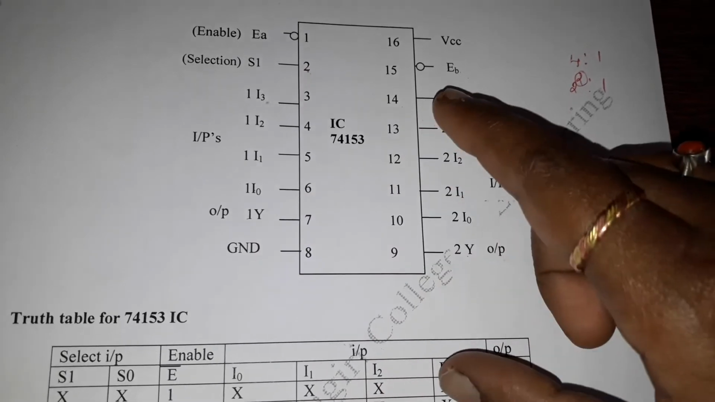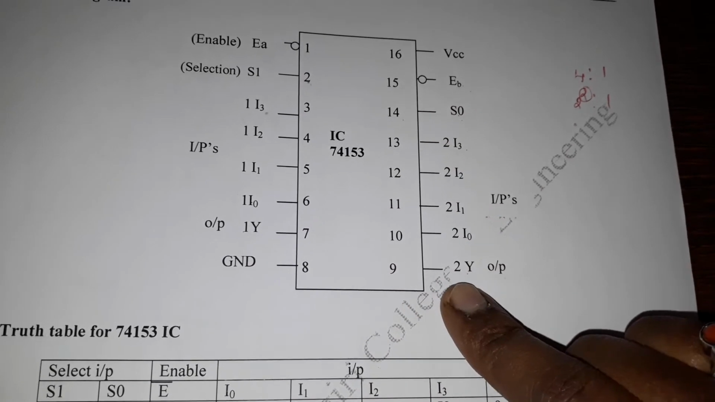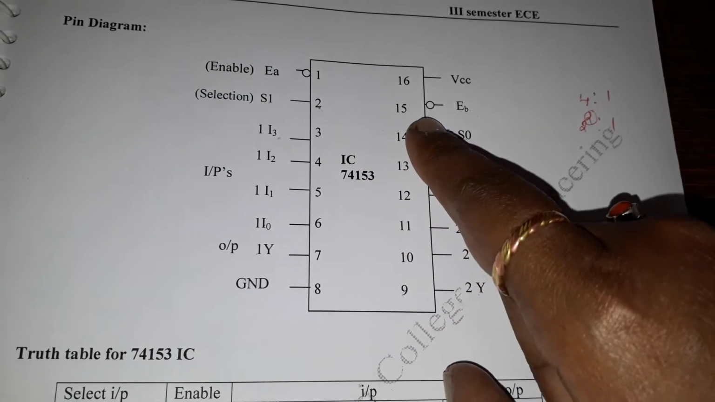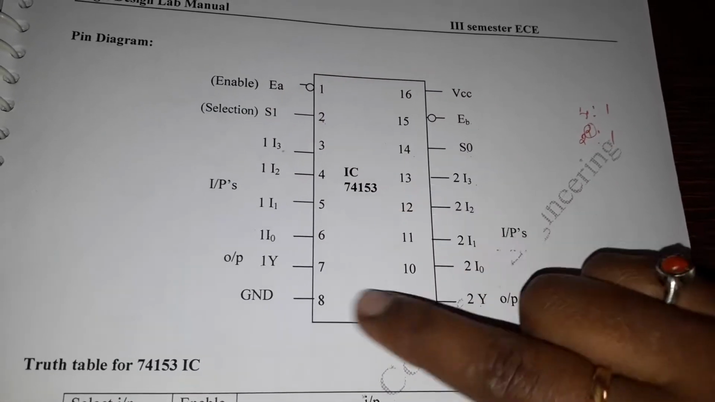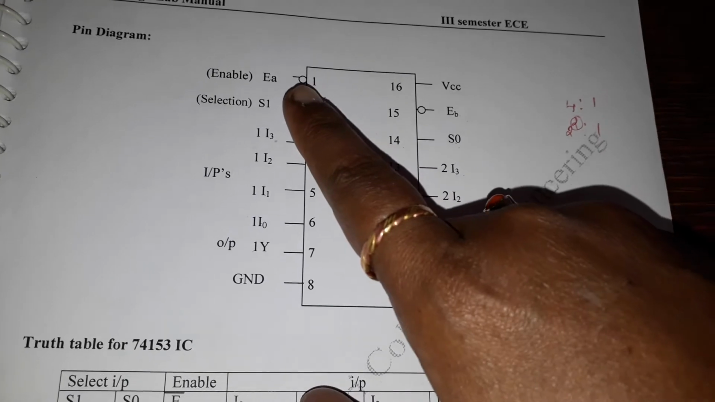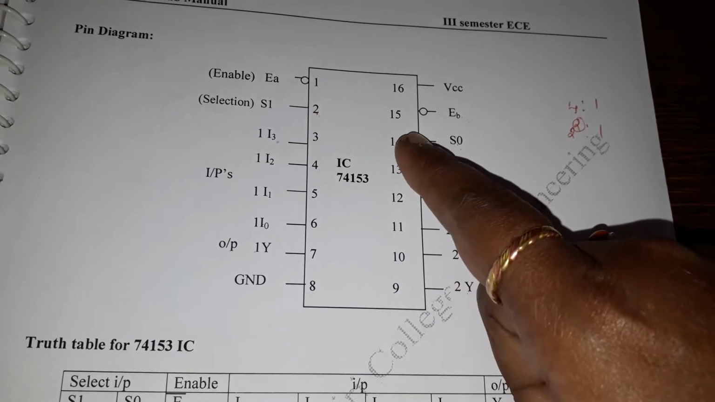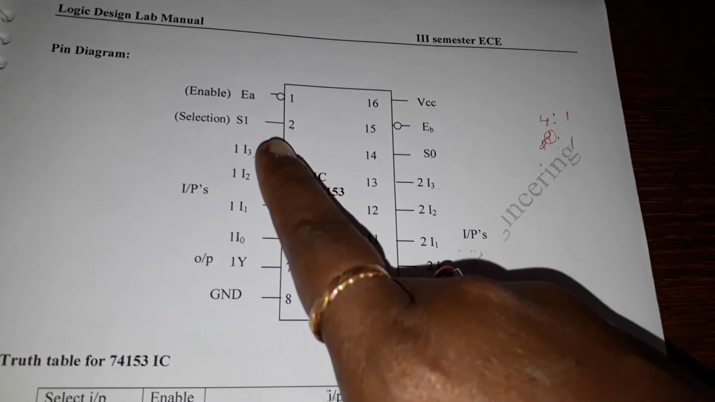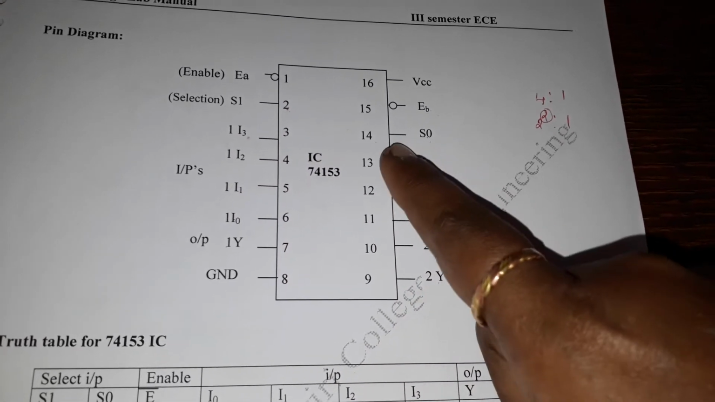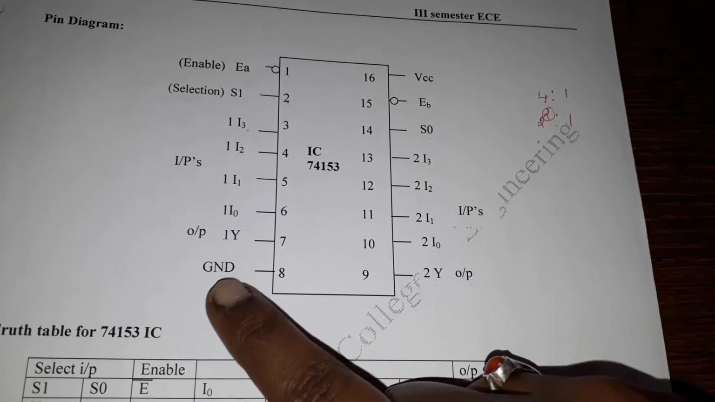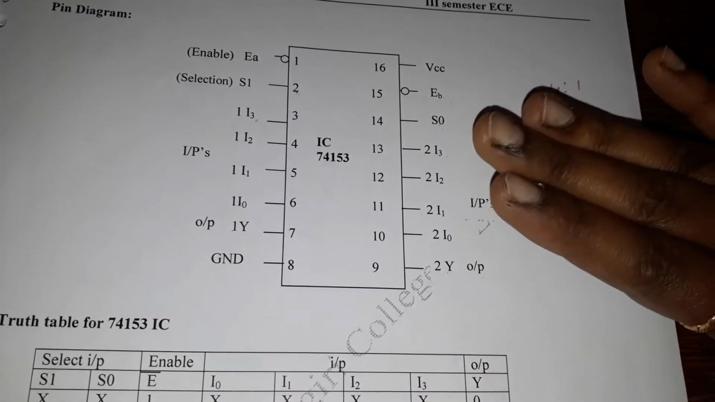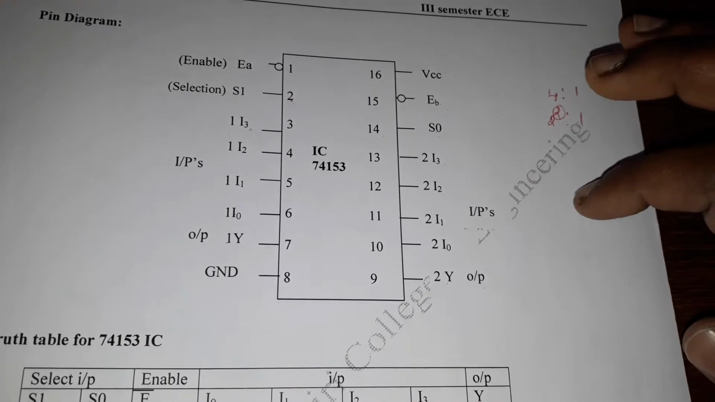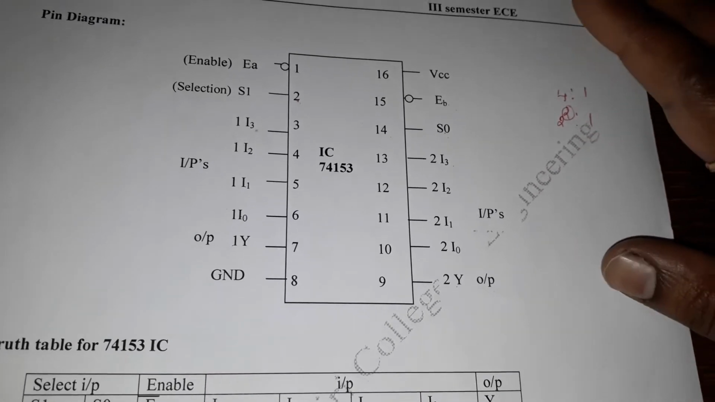For the outputs, we will use enables EA and EB. Those should be active low, so to operate this IC, EA and EB should be active low. For this mux IC, we have two select lines, S1 and S0. The others are ground and VCC. Using this 74153 mux IC, we will implement the half adder, full adder, half subtractor and full subtractor.